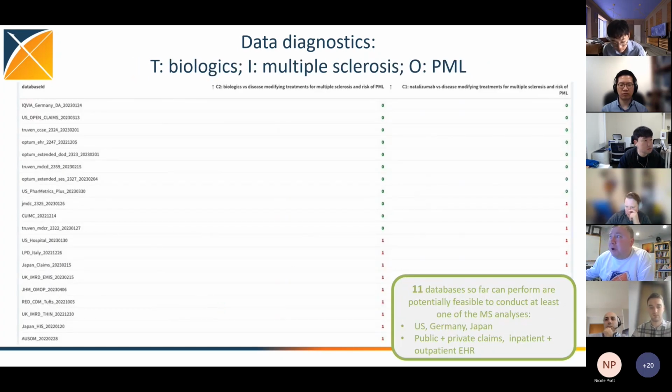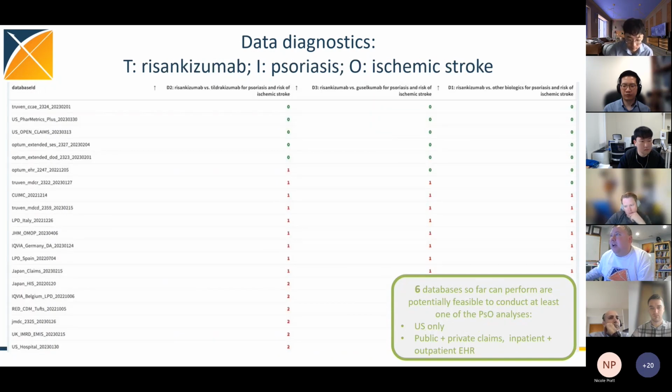Just for completeness, I'll also highlight that the study on multiple sclerosis biologics and the risk of PML, thus far we've identified 11 data sources that are potentially feasible for that study, including data in the US, Europe, and APAC regions. And the study on Skyrizi and the risk of ischemic stroke, thus far we've identified 6 databases that can potentially contribute to this study. Currently, only US data sources seem to be viable for this study, but hopefully as more data partners contribute, we can expand that even further.